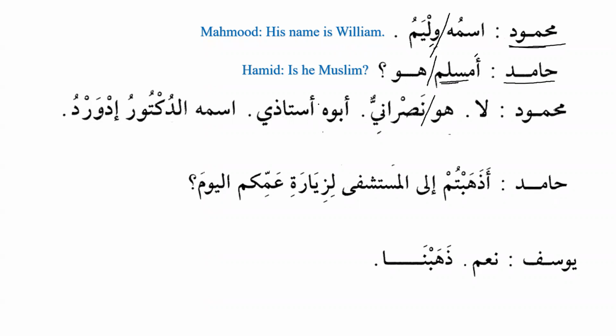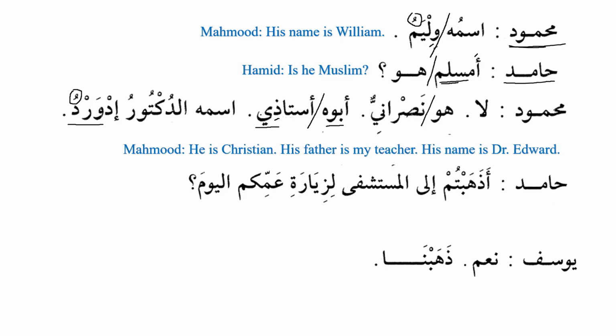Abuhu Ustadi. His father is my teacher. Now we can see that Abuhu is mudaf mudaf ilayh, and Ustadi is also mudaf mudaf ilayh. Here we have hu as an attached pronoun, and here we have ya al mutakallim as an attached pronoun. Ismuhu ad-dakturu Edwardu, and his name is Dr. Edward. We can see that Edward is also a foreign name, a non-Arabic name. That's why it does not have tanween. So William doesn't have tanween, and similarly Edward doesn't have tanween.